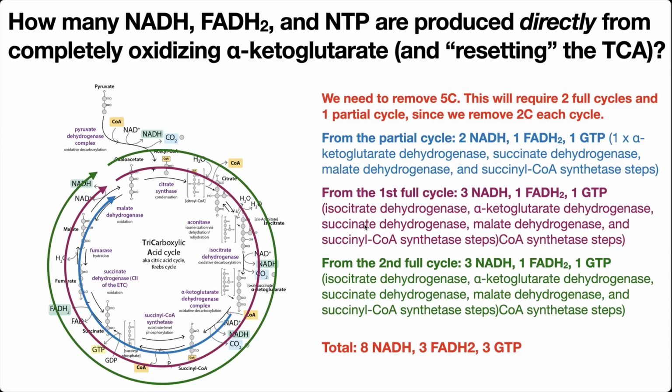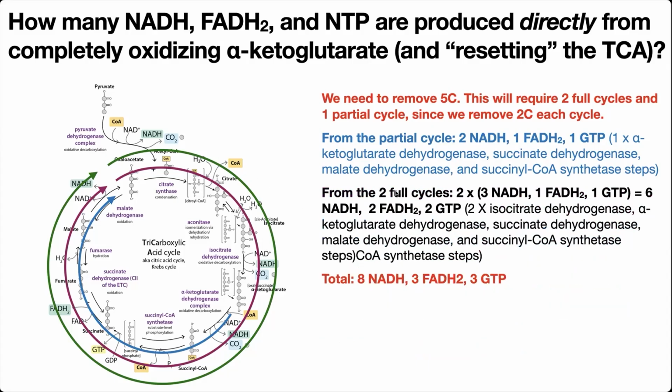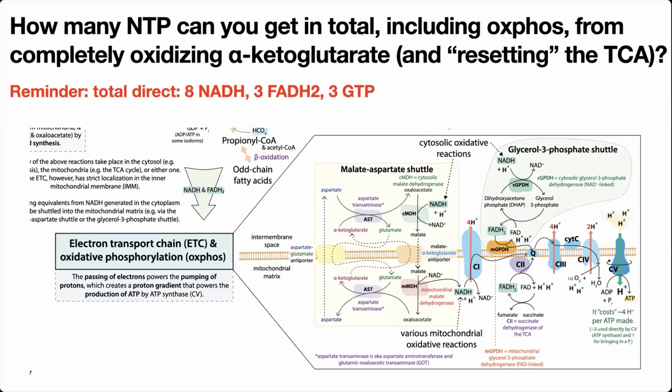Once you get to the full cycles, you can simplify things and think about how many full cycles you need. Remember that each full cycle generates 3 NADH, 1 FADH2, and 1 GTP. No matter how you do it, you're going to end up with 8 NADH, 3 FADH2, and 3 GTP. And that was just directly from the citric acid cycle.